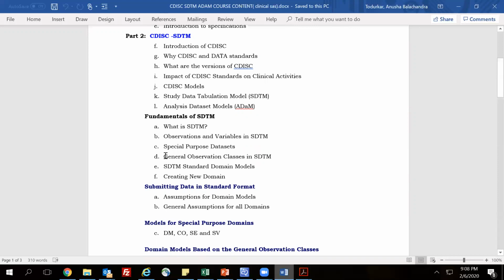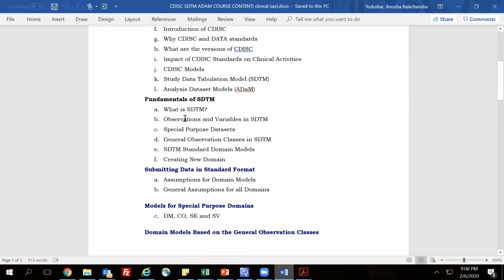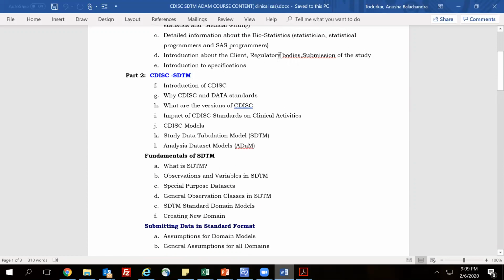In part 2, I'll be covering what SDTM is, what observations and variables are, what special purpose data sets are, how we do mapping, and how we do programming. Everything I'll be teaching in detail. And then submitting the data in a standard format. That's what I said, right? Like I mentioned above, the regulatory body.